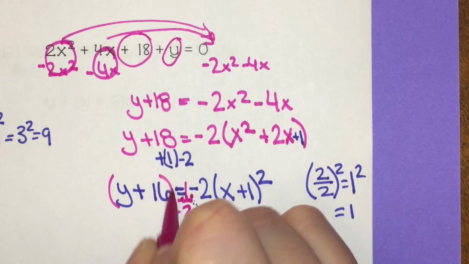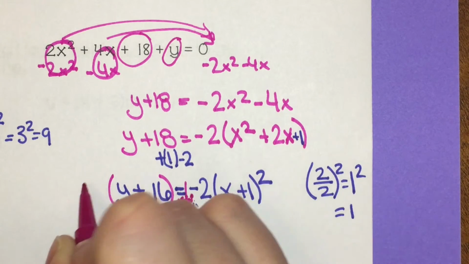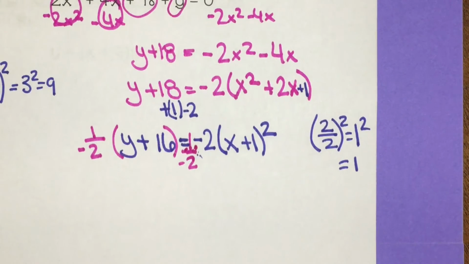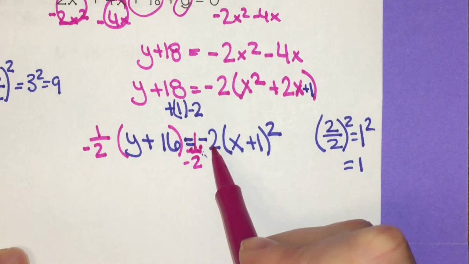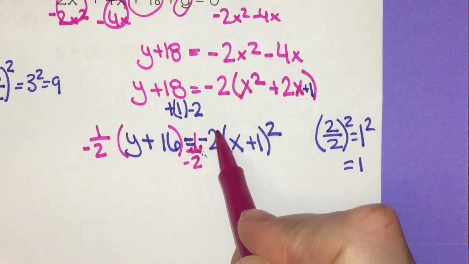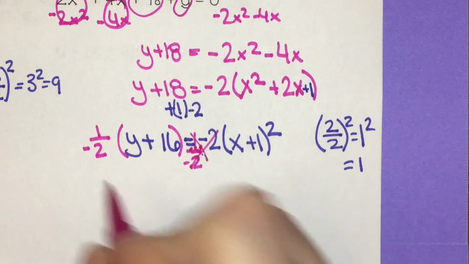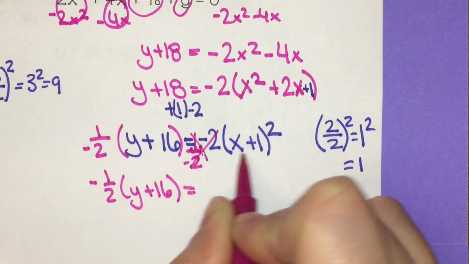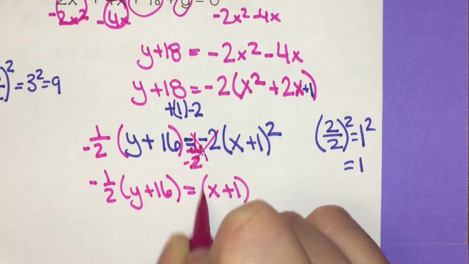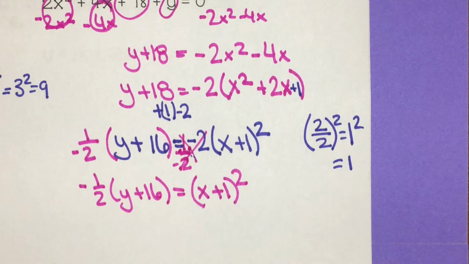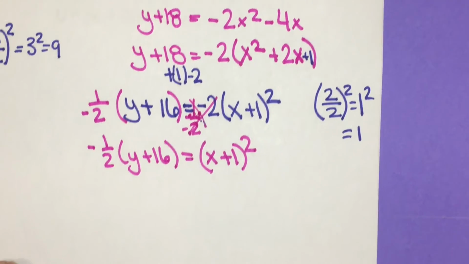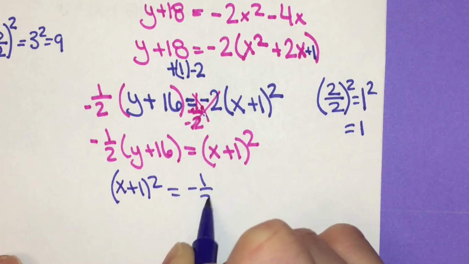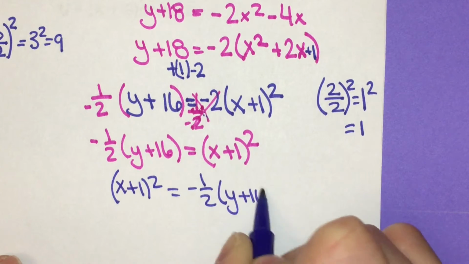So I also have to multiply this entire side by 1 over negative 2, which is the same thing as multiplying by negative 1/2. So negative 1/2 times negative 2 is equal to 1. So these cancel each other out because they equal 1. So here I have negative 1/2 times y plus 16 is equal to x plus 1 squared. So the last step I have to do is that we have to swap sides. So we have x plus 1 squared is equal to negative 1/2 times y plus 16.